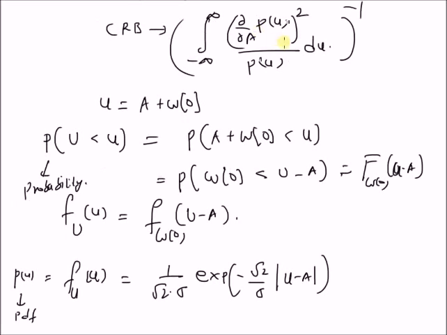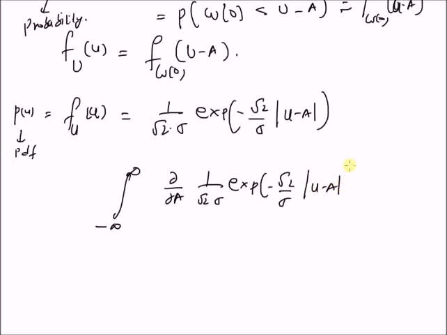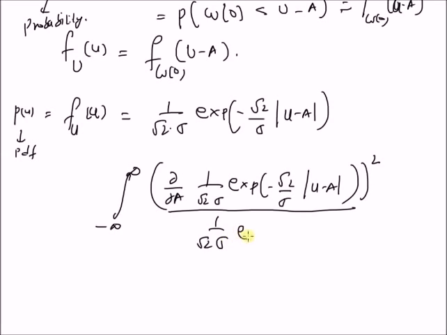So now we can use the CRB derived from a previous video. In order to use this formula, first we need to determine this integral. So the integral is defined as minus infinity to plus infinity derivative with respect to A of the probability density function, that is 1 by square root of 2 into sigma exponential of minus square root of 2 divided by sigma into modulus of u minus A, whole square, divided by 1 by square root of 2 into sigma exponential of minus square root of 2 divided by sigma into modulus of u minus A, du. So this is the denominator in the CRB.